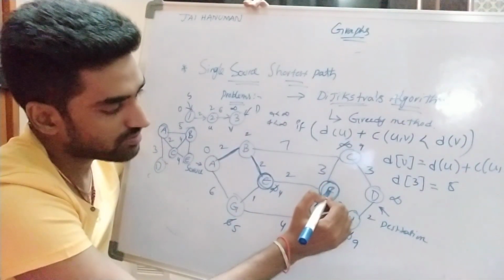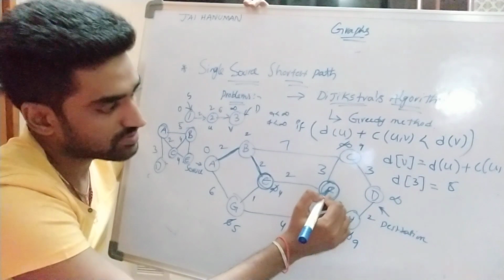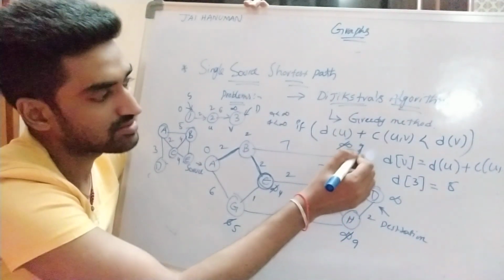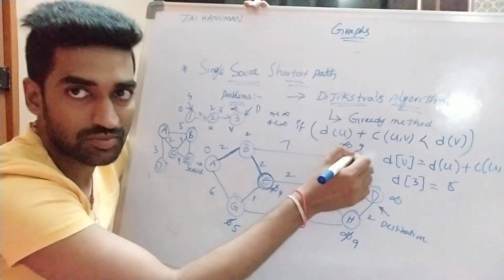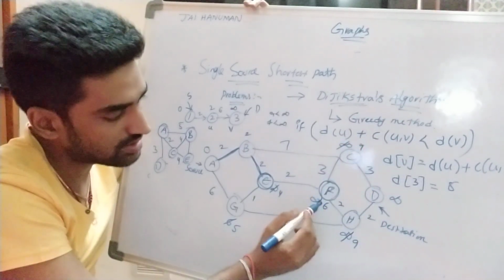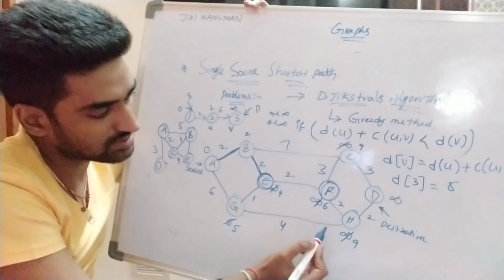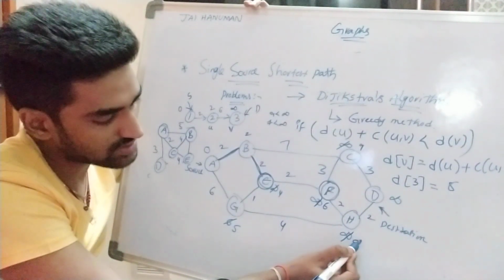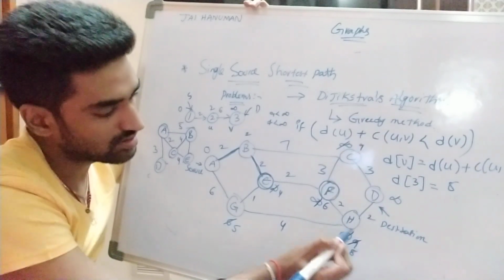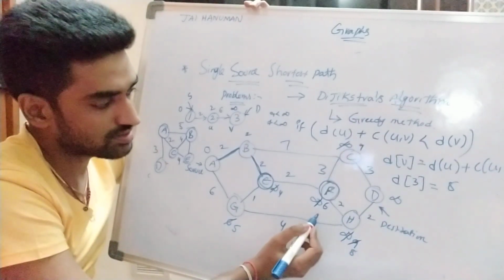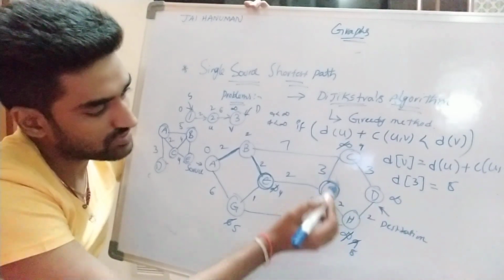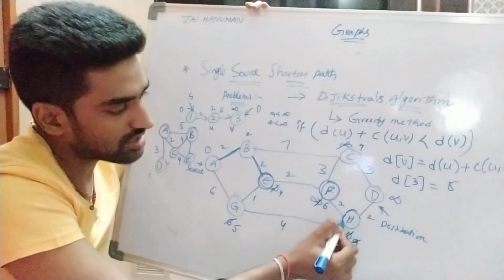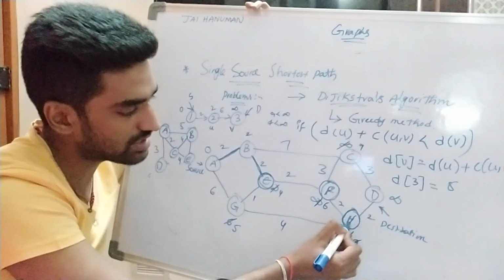What are the possible adjacent vertices for F? F to C. 6 plus 3 is 9. 9 less than 9? Both are the same, so there is no need to update the value, right? Here 6 plus 2 is 8. 8 is less than 9, so I'm updating 8, right? Then among those, which one is the least one? 8. So I'm choosing vertex H.